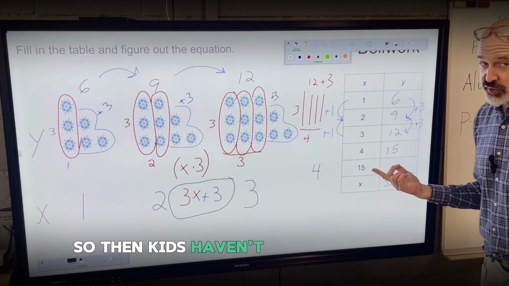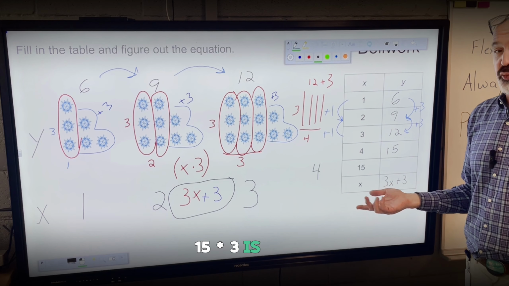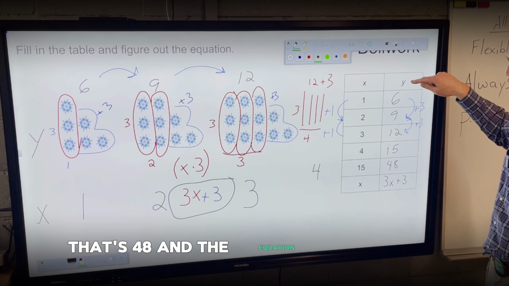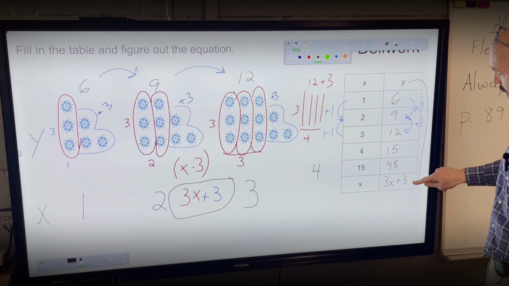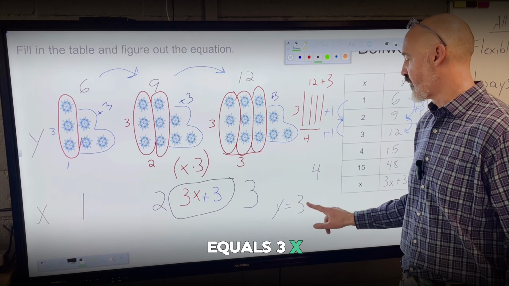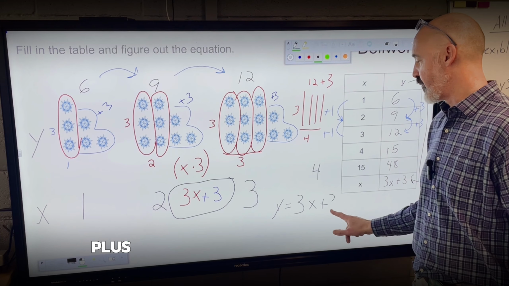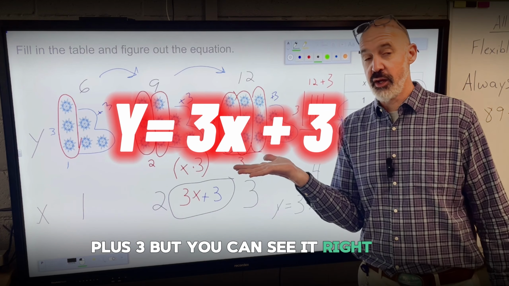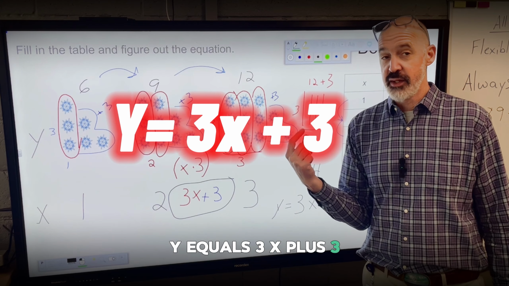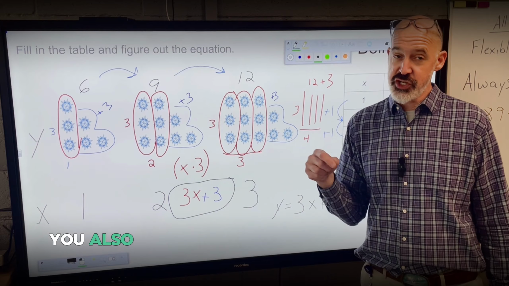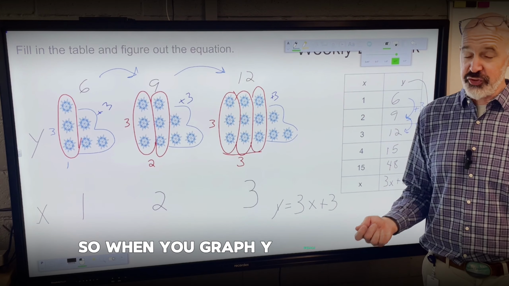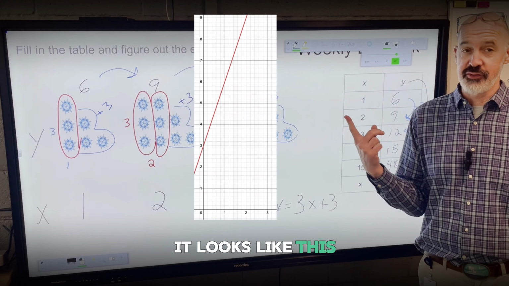So then kids who haven't figured it out yet, 15 times 3 is 45 plus 3, that's 48. And the equation is right here. y equals 3x plus 3, but you can see it right here. y equals 3x plus 3. Now, at this point, you also should try and get them to graph this equation. So when you graph y equals 3x plus 3, it looks like this.